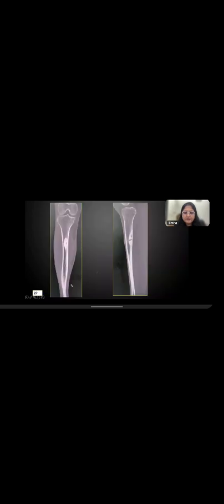29. Okay, osteoid, very good. But what is happening in the other radiograph, the lateral radiograph? Why is this tract present?